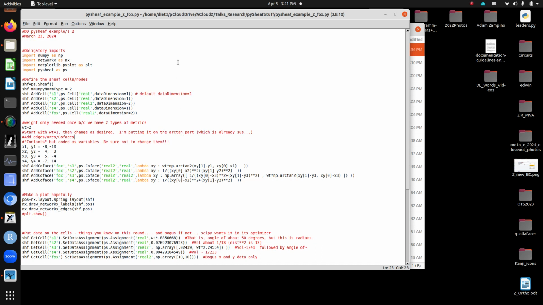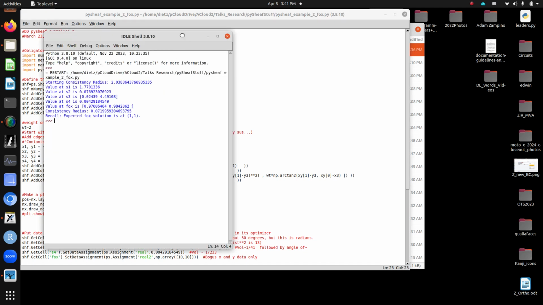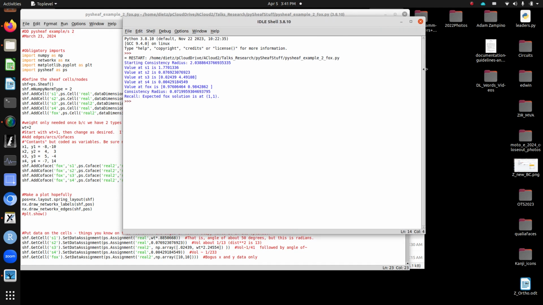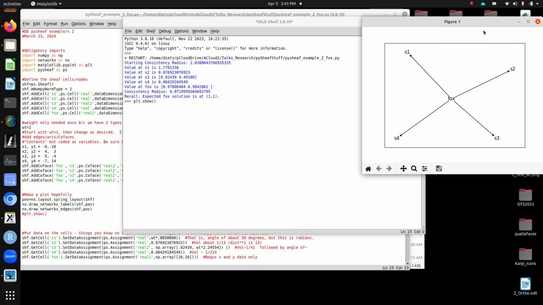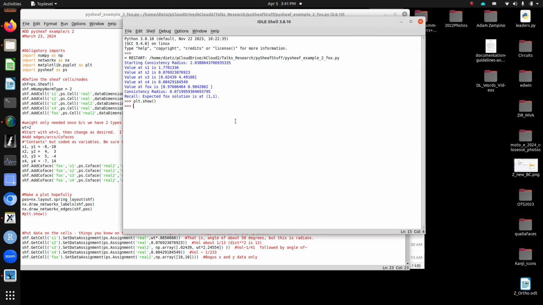Let's go ahead and see if it works. And I'm sorry, last time I didn't give you the picture that I promised. plt.show. Oh, this is not too bad. Yeah, so the fox is in the middle pushing data out to the 4 sensors. That's pretty accurate. Okay, and let's see, the expected solution is at 1, 1. Our consistency radius did indeed drop. And where did it end up? It actually ended up very close to 1, 1. So I'm pretty happy with that. The consistency radius is reasonably close to 0. I'm pretty happy with that.